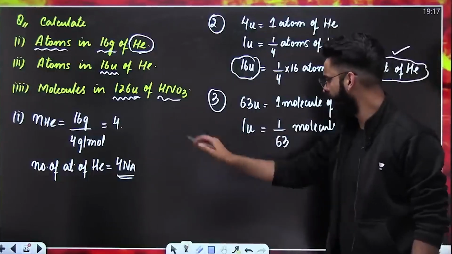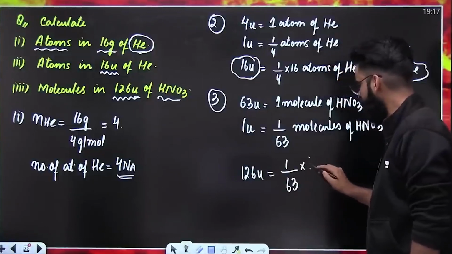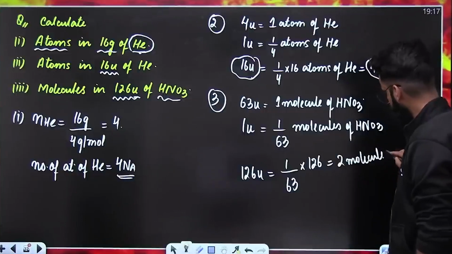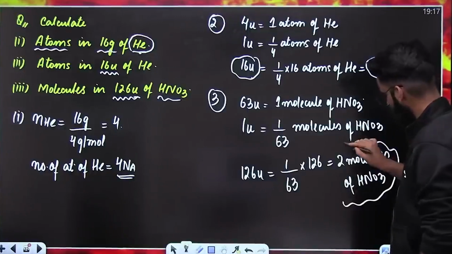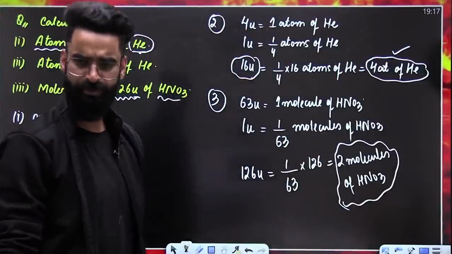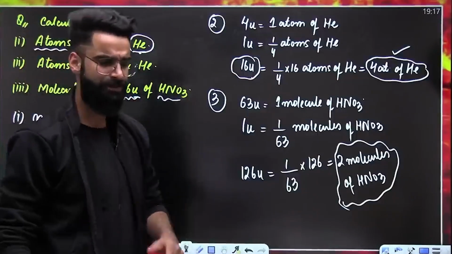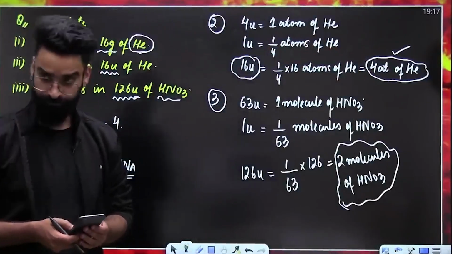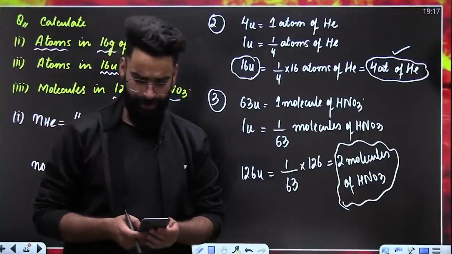How many U's are we given with? 126. So 126U has to be 1 by 63 multiplied by 126. Value comes to 2 molecules. Two molecules of HNO3. Is this clear? So that's something we were supposed to calculate. We were supposed to calculate how many molecules are present in 126U of HNO3. So there are 2 molecules which are present in it. Clear? Is it super clear to everyone? Quickly. Quickly, guys.